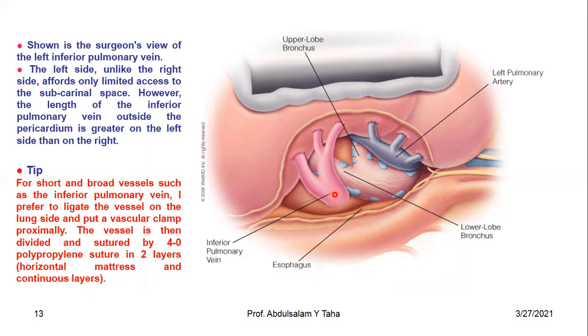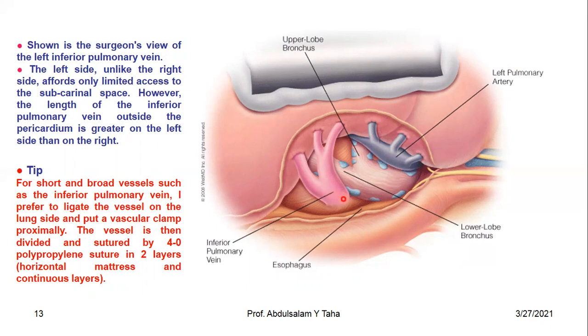For controlling the pulmonary veins, there are different techniques. One may use a stapler, which is a very quick and easy method. If we don't have a stapler, we can use ligatures.